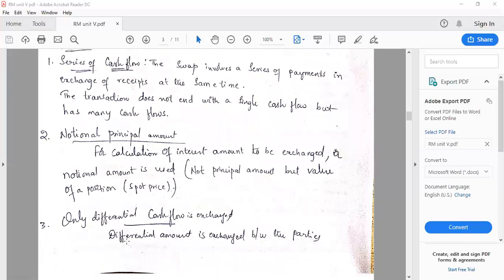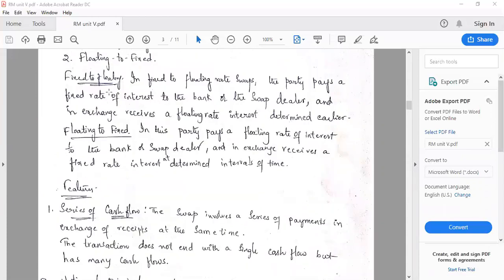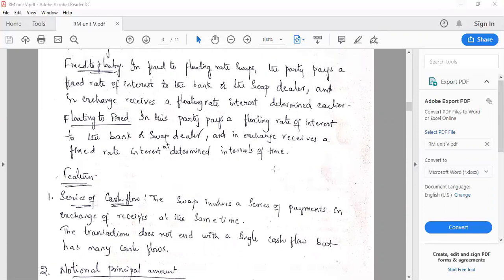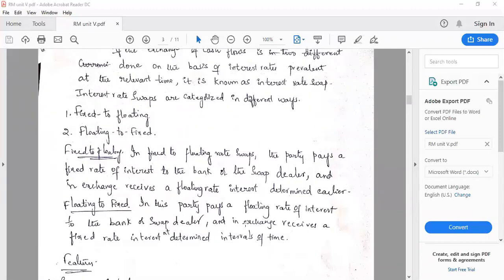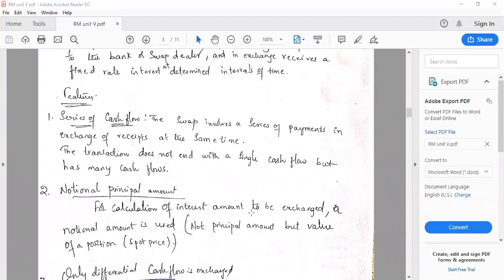And one more feature is that only differential cash flows are exchanged, meaning the differential amount is exchanged between the parties. So if one is paying fixed and the other is paying floating, there will be differences in the amounts they are going to receive. In the long run, if one has lost a certain amount by the fixed rate, that will be compensated in the long run. If one has gained a certain amount by the floating rate, that will be compensated with some loss in the future. That's why fixed to floating and floating to fixed are done for the exchange of interest rates, so that both the parties will gain at some point. Okay, so these are all the features of interest rate swaps.